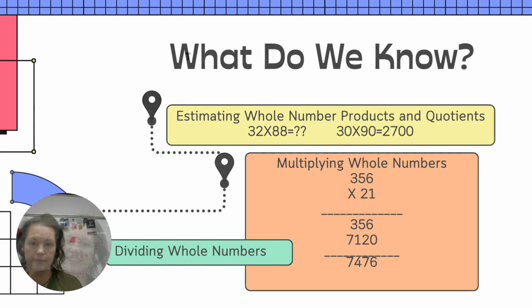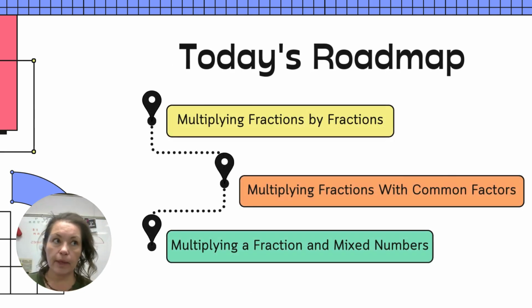Easy peasy, right? Okay. As we know, we are all explorers. So our roadmap today is starting at multiplying fractions by fractions. Then we'll multiply fractions with common factors. And then the big part is multiplying a fraction and mixed numbers. We know that's just what? What's a mixed number?